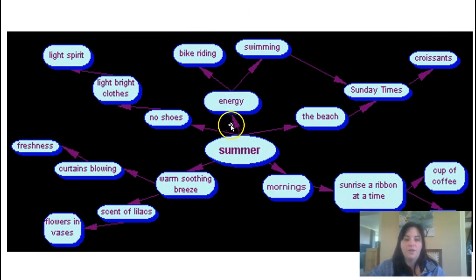For energy, the student thought about different things that he might do in the summer to get rid of some energy, like riding a bike or swimming.